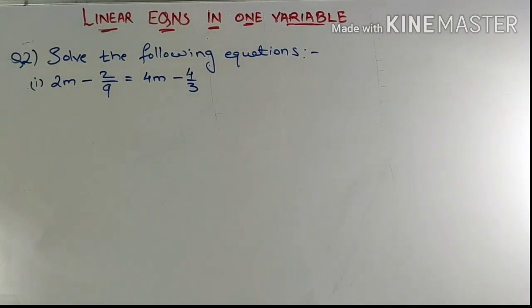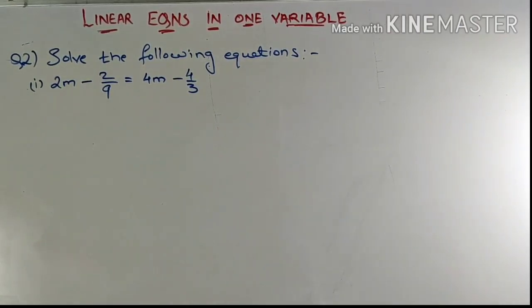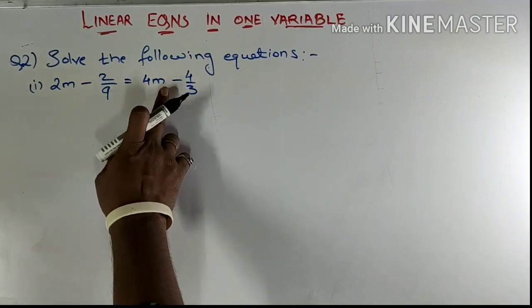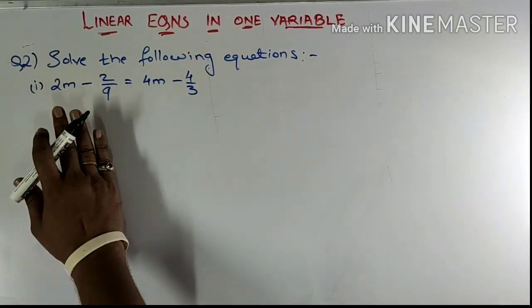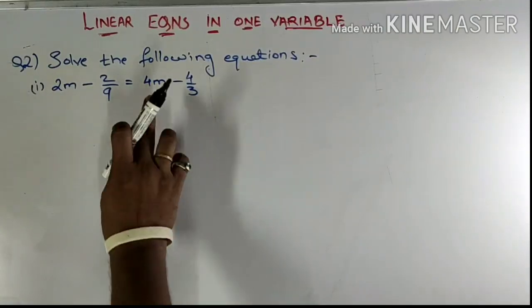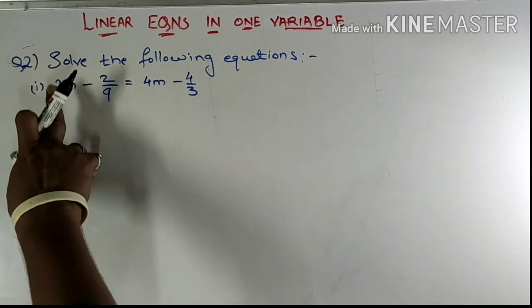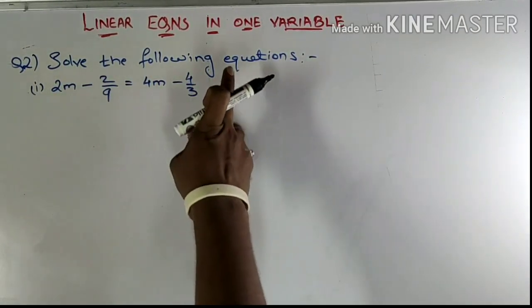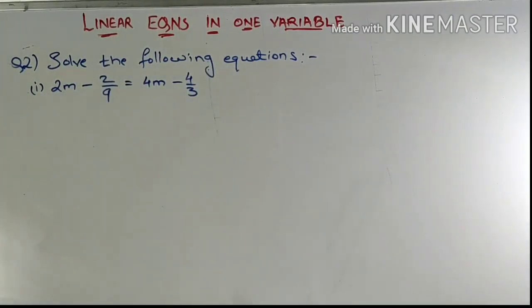Solve the following equations. That means again we are supposed to find the value of the unknown variable. Let's begin. The basic rule is to bring all the unknown terms on one side and the known on the other one. That means my task is to bring this 4 on the side of 2 or 2 on the side of 4, and this fraction of 2 by 9 on the side of 4 by 3, or this fraction of 4 by 3 on the side of 2 by 9.